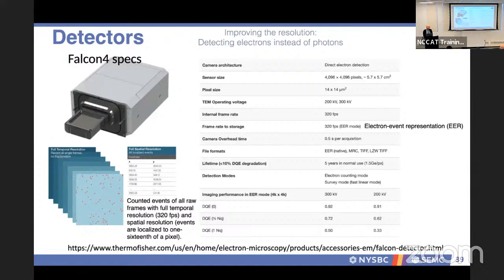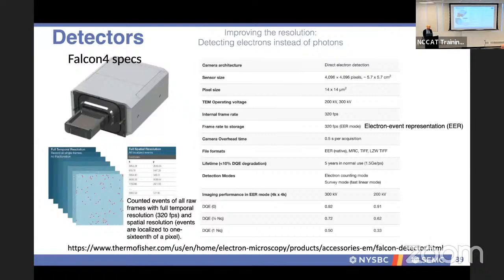And so what this file format allows is that after your experiment, you can bin those events and create your own frame rate, and afterwards decide if you want counting or super res. Okay, so that's just a different idea of the file format and different way of setting it up. So the EER format allows you to decide all that in processing.